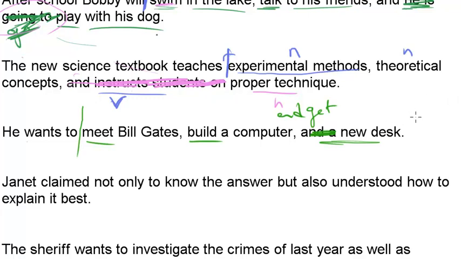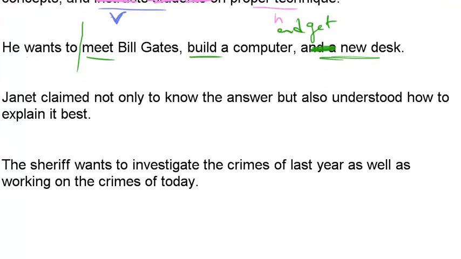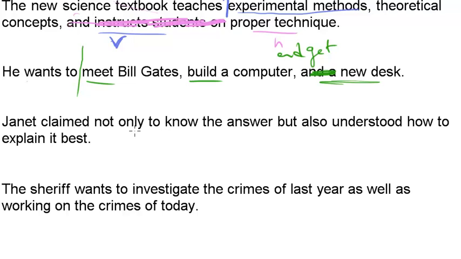Perfect. Now the next two are examples of when you've got correlative conjunctions, or basically word pairs that go together, where you don't have a list of 3 items. You've just got 2 things. But given that you've got a kind of expression or idiom that you need to fill in, you need to fill it in with the same form. And let me show you what I mean. Janet claimed not only to know the answer, but also understood how to explain it best.